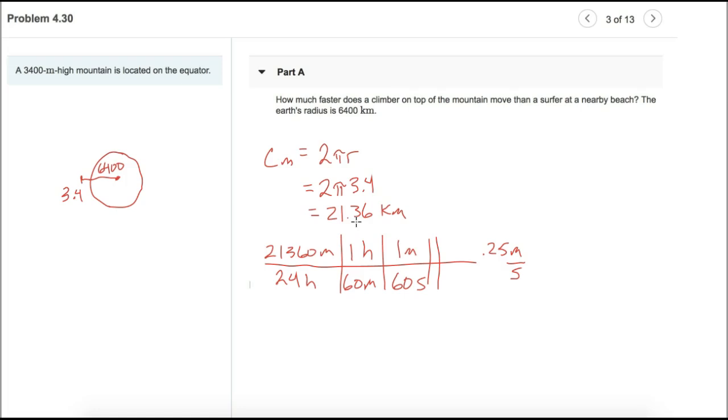So now that I know that, I've got 21,360 meters. That's just this guy right here in meters. And in 24 hours, which would be all the way around, we find out how fast we are moving. The next thing I did is convert the hours to minutes and the minutes to seconds, and I did all my math and got 0.25 meters per second. And that is the difference. That's how much faster that climber goes. So the climber's not going 0.25 meters per second. That's just how much faster they're going, and that's why we did just the relative difference between the two. And those are the 3 problems for the very first section on uniform circular motion.